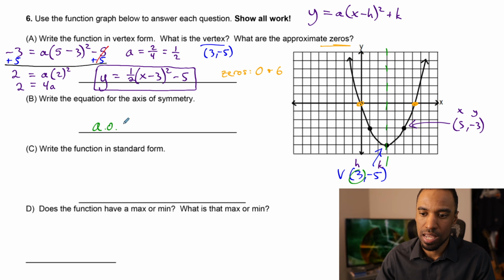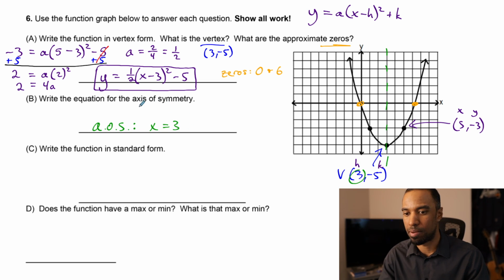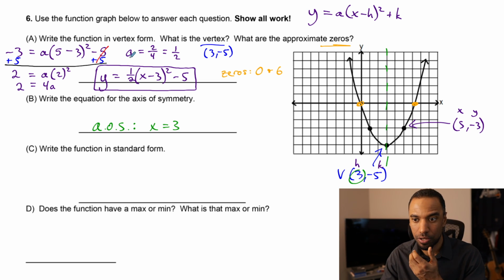Axis of symmetry, x equals 3. Thank you for giving me all that big space for that. Write the function in standard form. I kind of need that space right there. I got this guy right here, and I got to multiply by 1/2. Maybe it won't be very fun for some of y'all. Let's take a look at what we're going to do with the fraction here, okay?